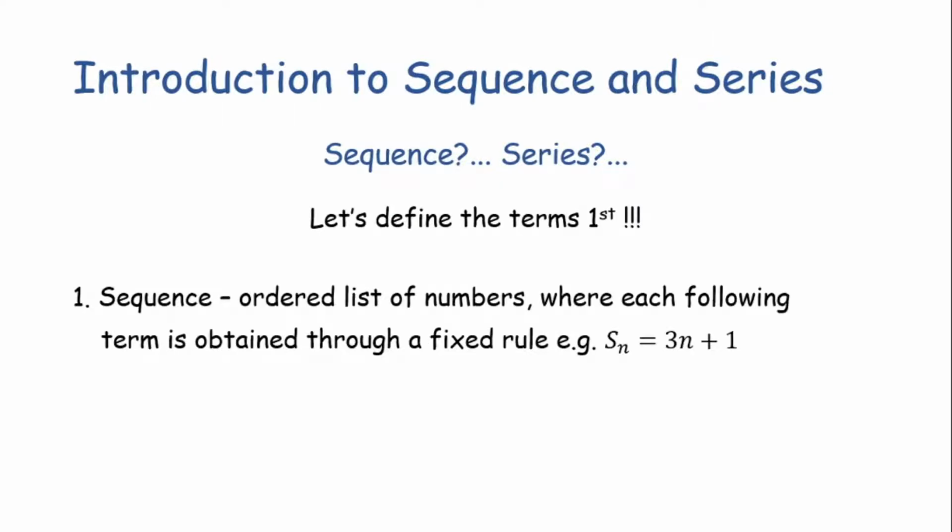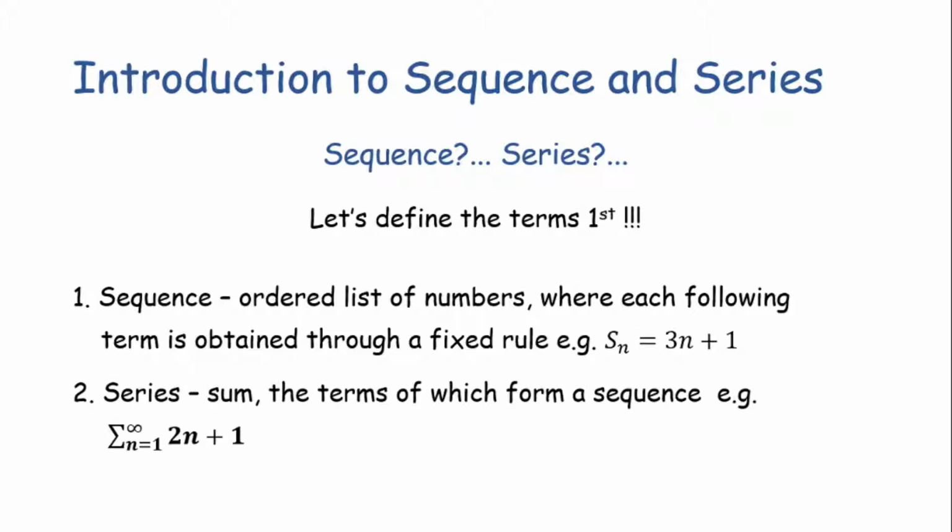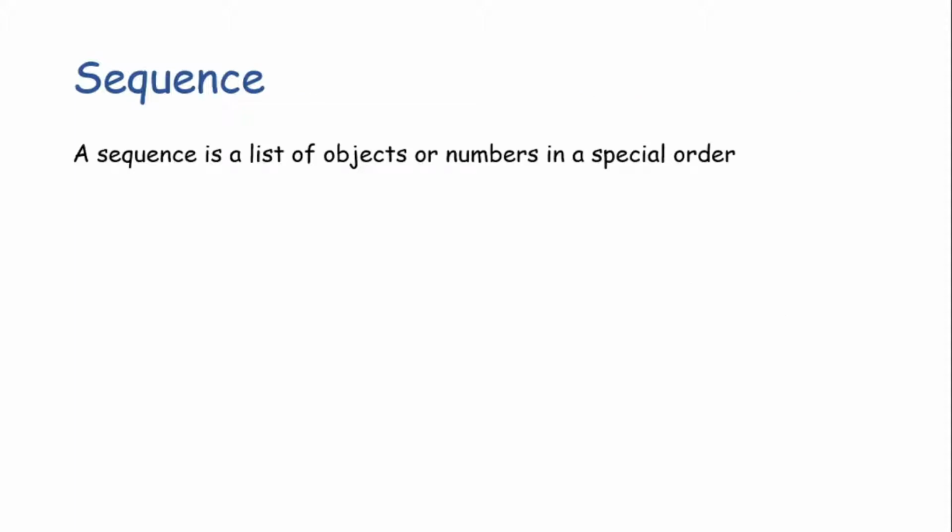By definition, a sequence is said to be an ordered list of numbers where each of the following terms is obtained by a fixed rule. A series is derived from a sequence and is said to be the sum of the terms within the sequence. Now that we have defined what a sequence is, let's take an example.